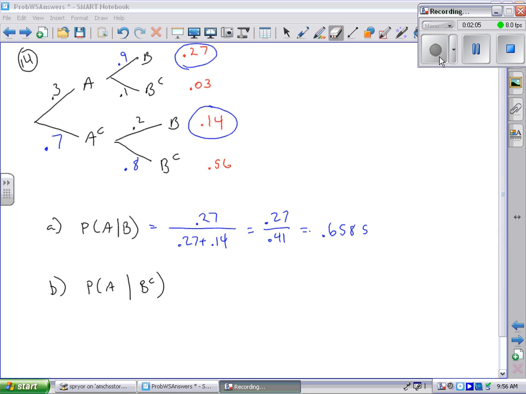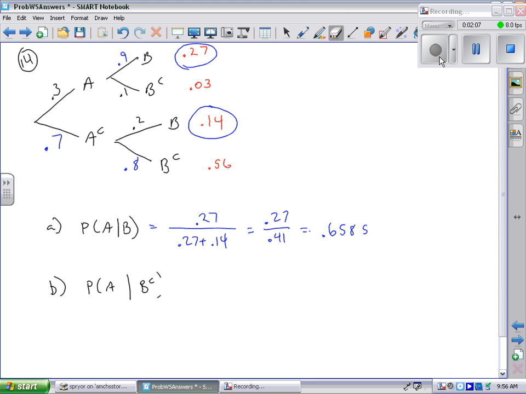Now in the next part of this problem, they've said, what if we don't B? So that's the two numbers I didn't circle, 0.03 plus 0.56. Of those numbers that I didn't circle, which ones are A? The 0.03. So that's 0.03 divided by 0.59, which is 0.0508.